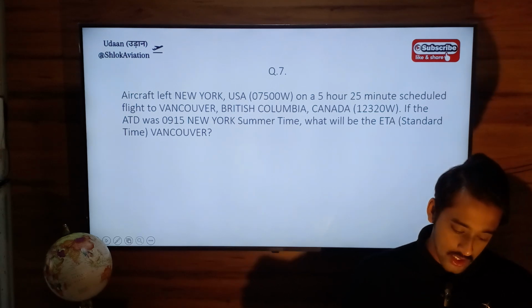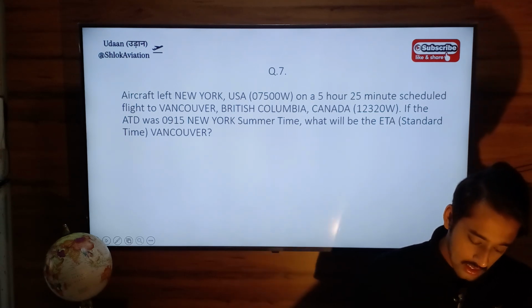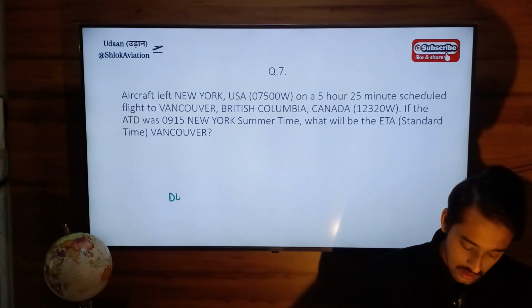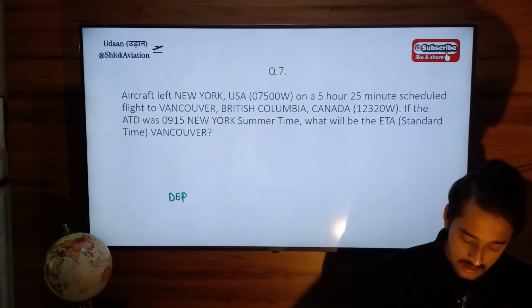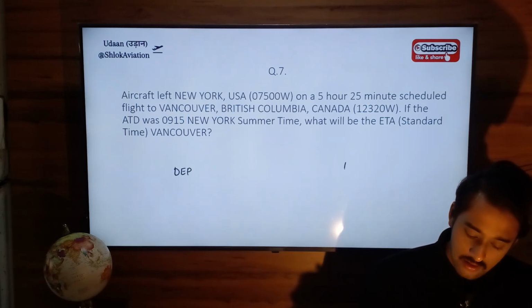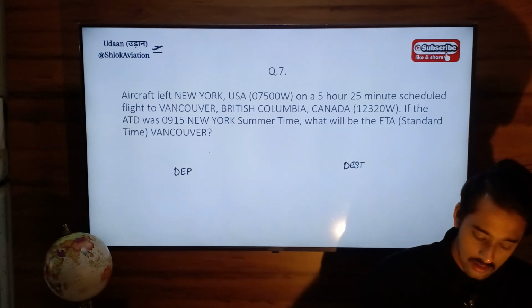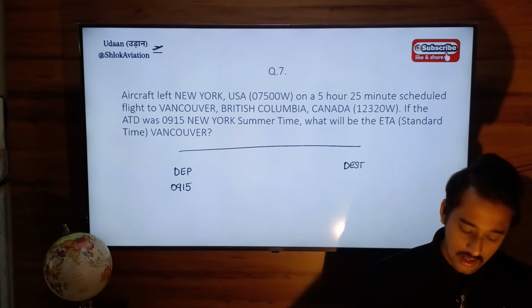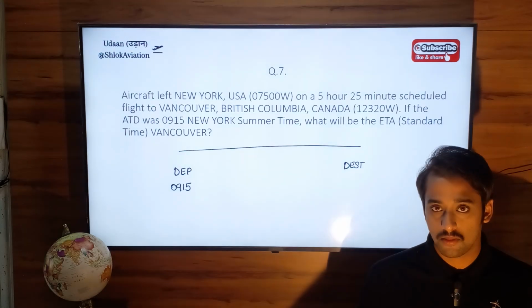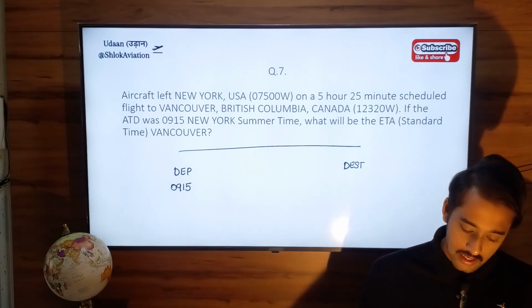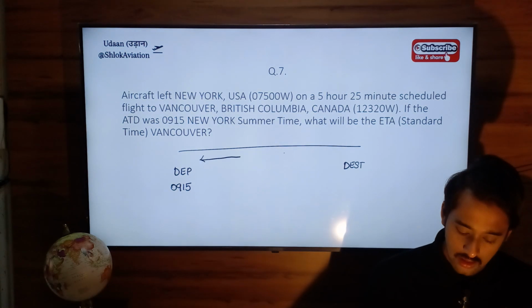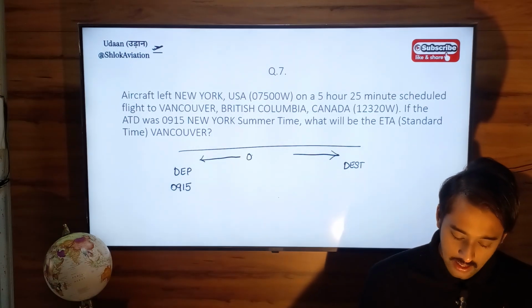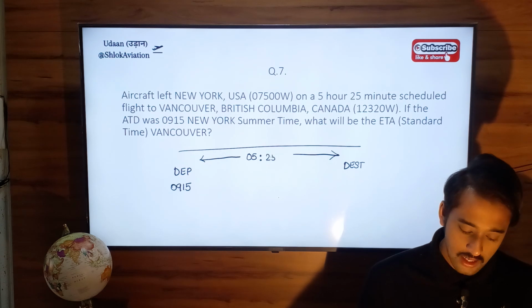Okay. So the departure time, and we have departure airport and we have destination airport. Okay. So departure time is 0915 New York summer time. Okay, and total flight time is 5 hours 25 minutes. So always work in UTC.